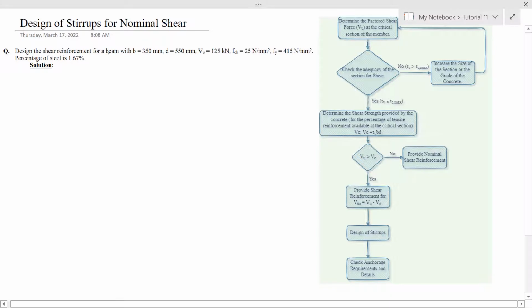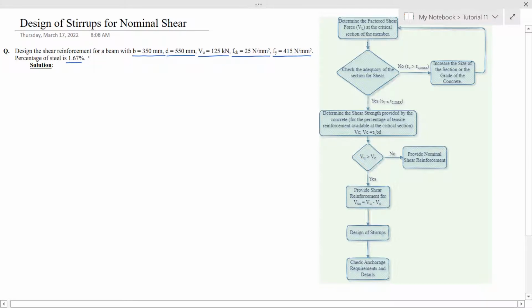We are asked to design shear reinforcement for a beam, and we are given some information regarding the breadth of the beam, its effective depth, the factored shear force acting on the beam, the characteristic strength of beam material, that is concrete, the grade of reinforcement bars that are used, and then the percentage of longitudinal steel reinforcement.